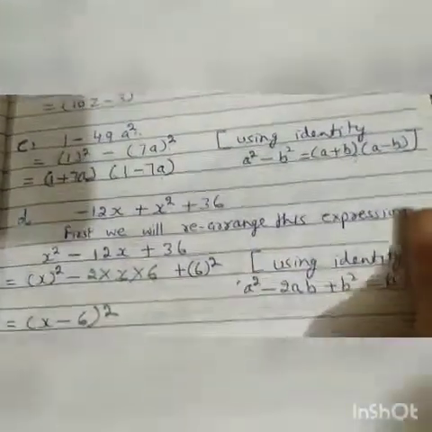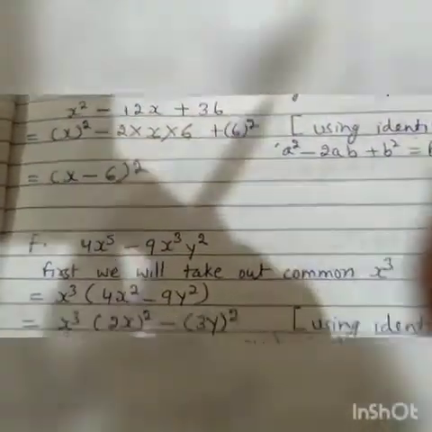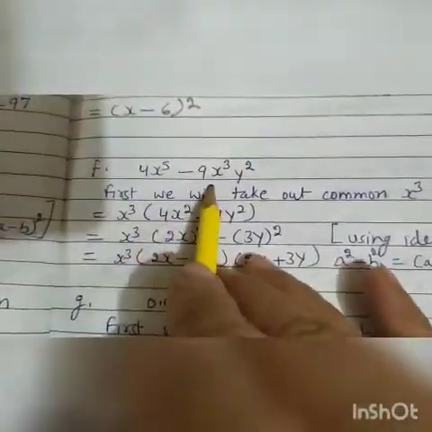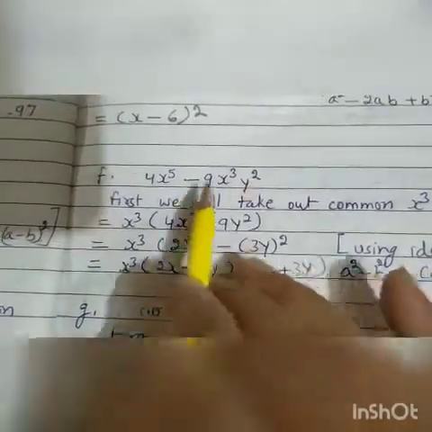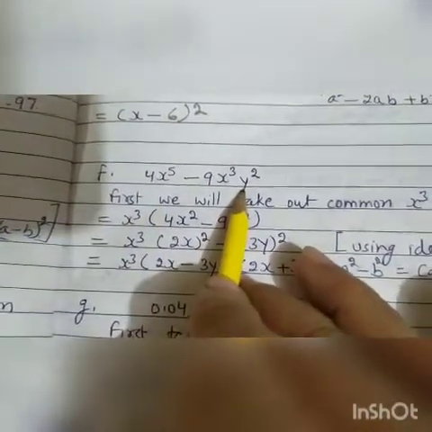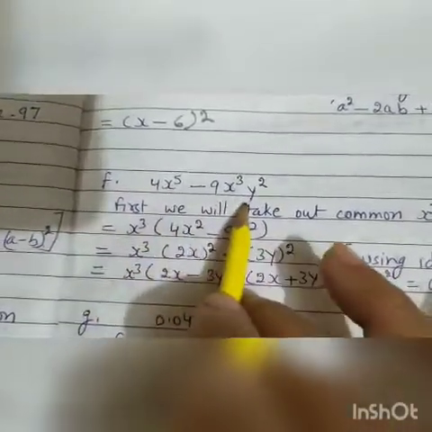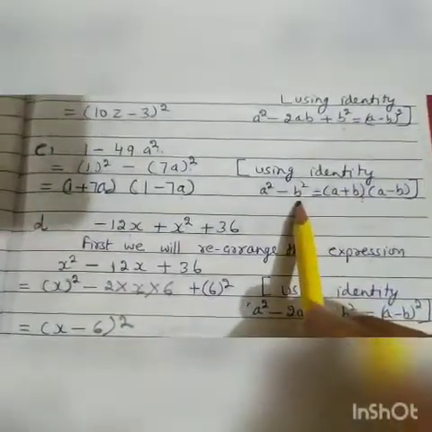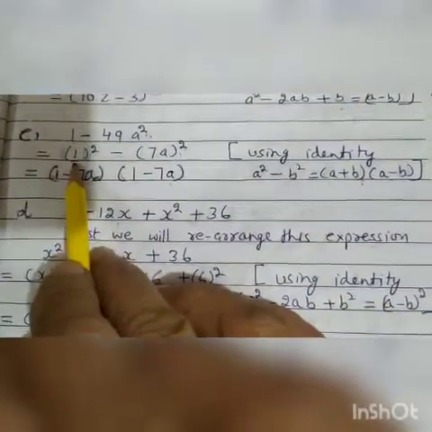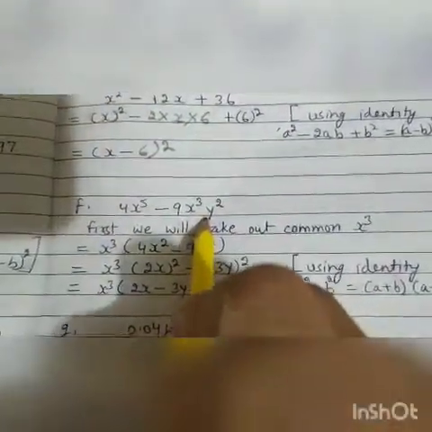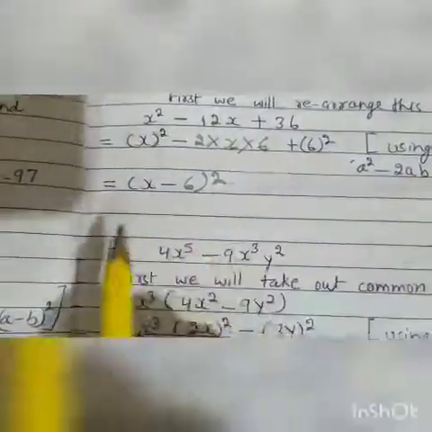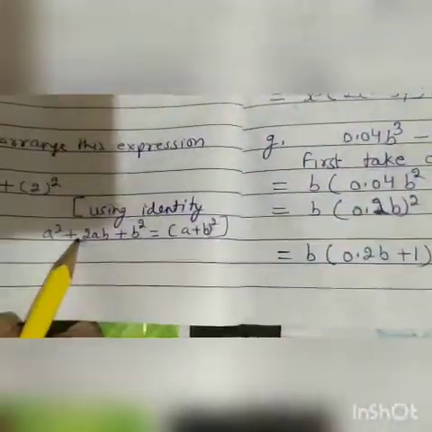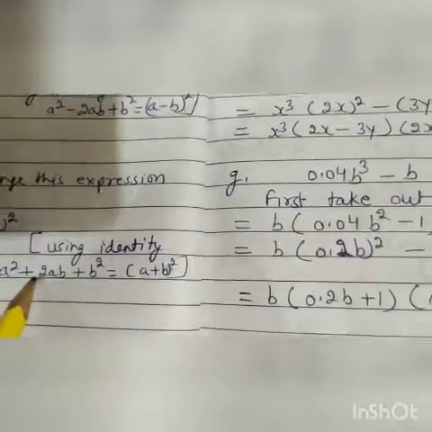Now come to part F. See part F: 4x power 5 minus 9x power 3 y square. See again, here there are 2 terms. But these 2 terms are not squares. So we cannot use the identity which we used just now in part E. There are only 2 terms, and in 2 terms we cannot use the first and second identity, because in those identities we need 3 terms.